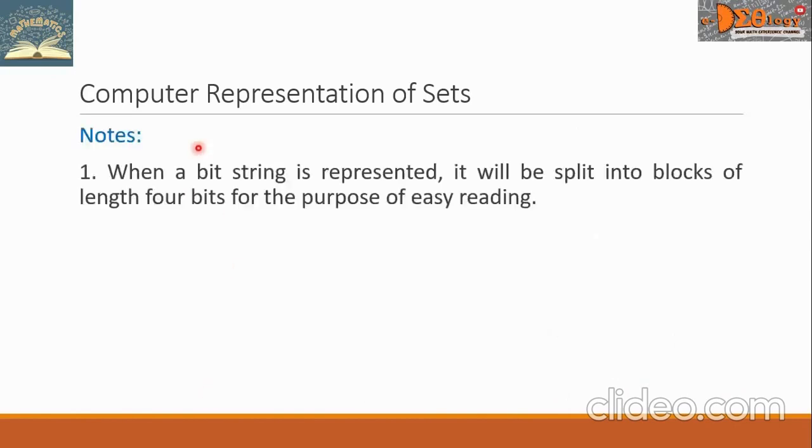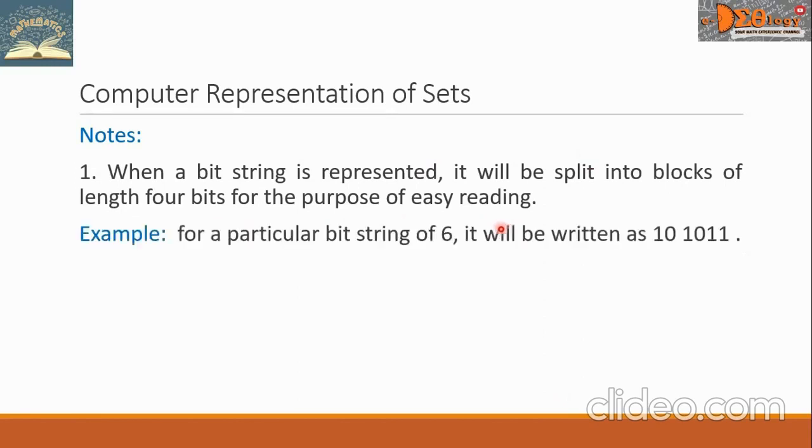We have some notes here. Number 1, when a bit string is represented, it will be split into blocks of length 4 bits for the purpose of easy reading. Example, for a particular bit string of length 6, it will be written as 10 1011. The blocking of 4 bits is given priority to the rightmost numbers. We can see here that there is a gap between the second and the third numbers.